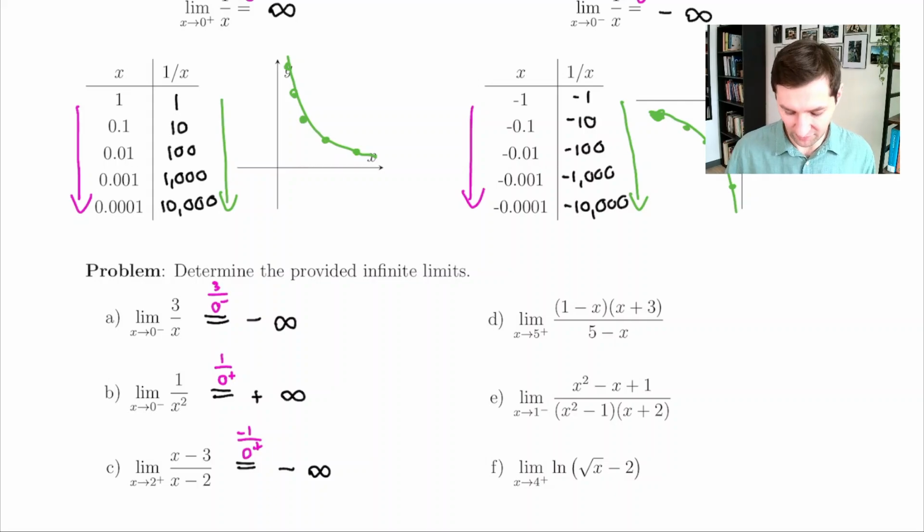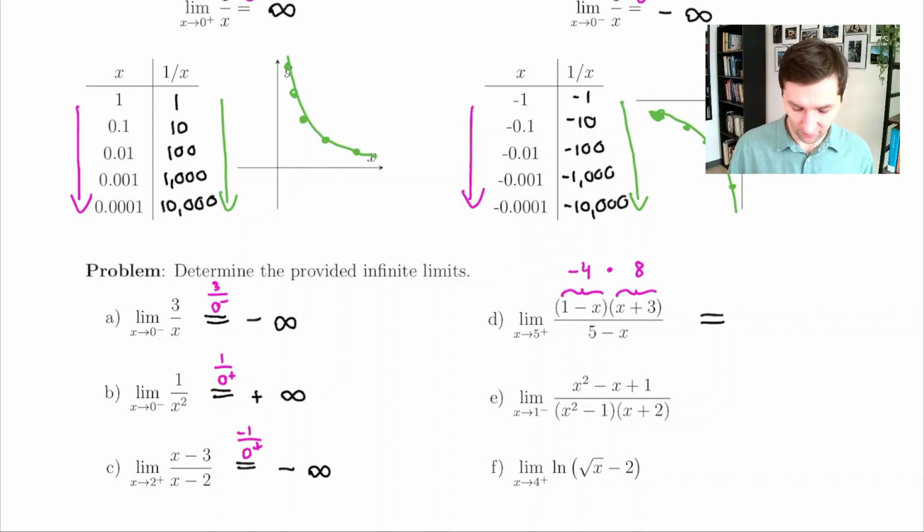Let's take a look at the limits on the right side. This time, I take the limit as x goes to 5 from the right. I check what happens to every single term. 1 minus x tends toward 1 minus 5, which is negative 4. So this term gets closer and closer to negative 4. The second term, x plus 3, gets closer and closer to 5 plus 3, which is 8. So the numerator gets closer and closer to negative 4 times 8, which is a negative number.